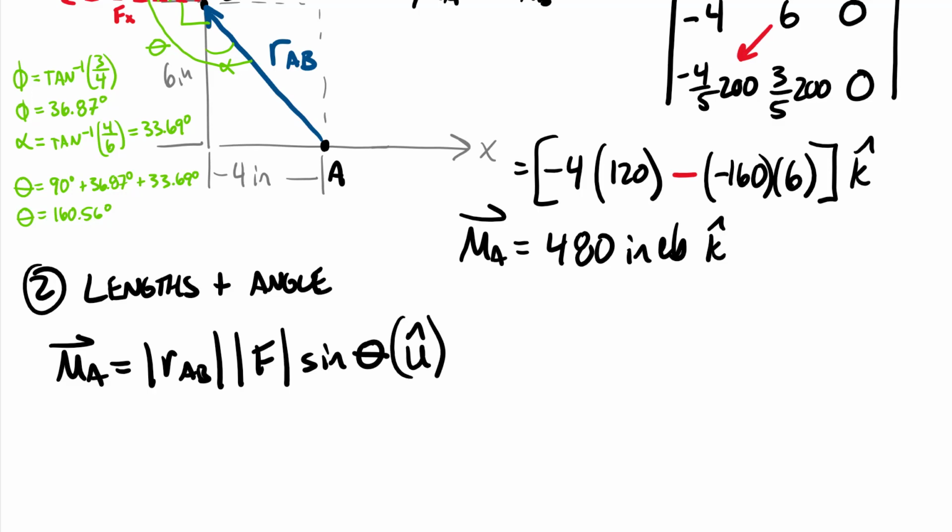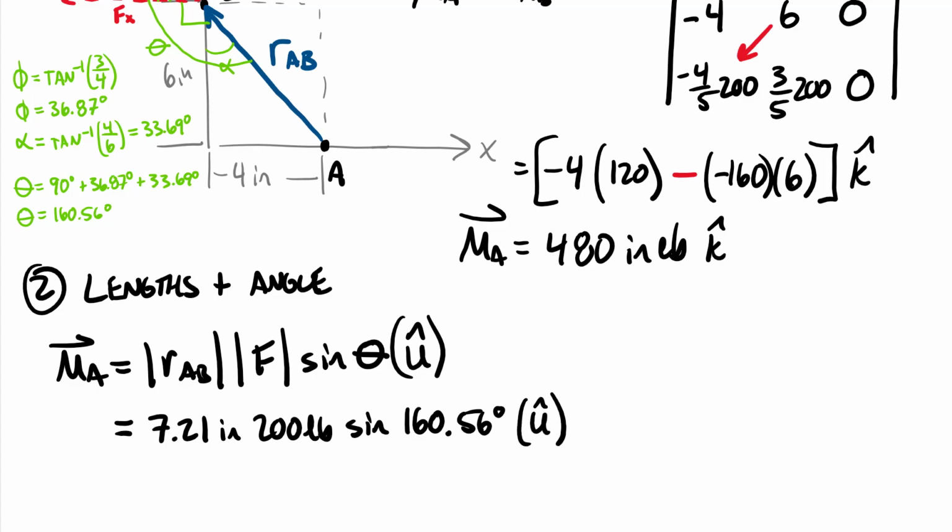Okay, so that's one of the challenges here using lengths and angles. You do have to do a manual right-hand rule. So we could put 4 and 6 through the Pythagorean theorem, 4 squared plus 6 squared square root. We end up getting a length of 7.21 inches. That times my force of 200 pounds times the sine of our theta angle, 160.56 degrees, times u hat, and this also equals 480 inch-pounds.